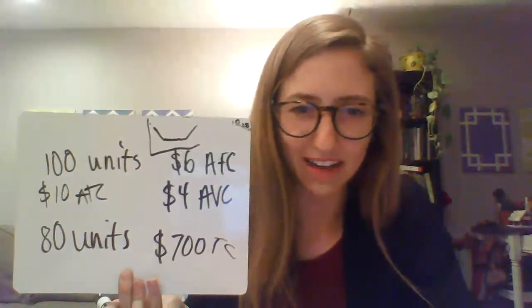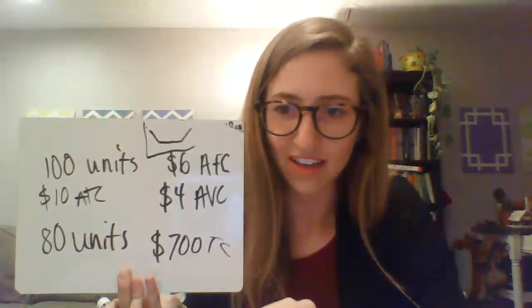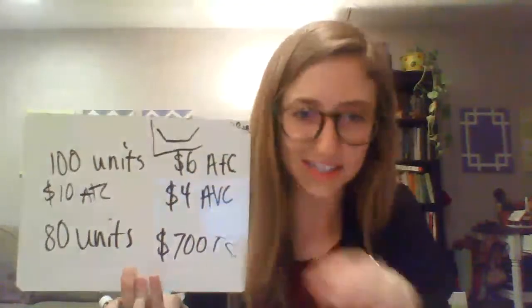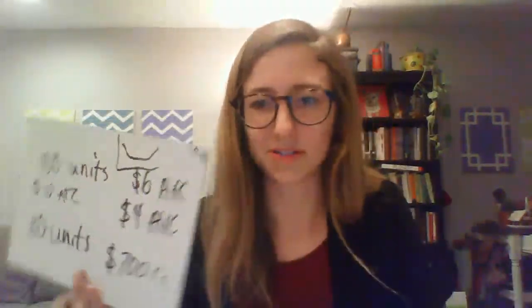Are we feeling better about how to calculate those? You have to find ATC and how it's changing, and whether the quantity is going up or down as your ATC is going up, down, or staying the same. And then it's economies, diseconomies, or constant returns. You got this, team.